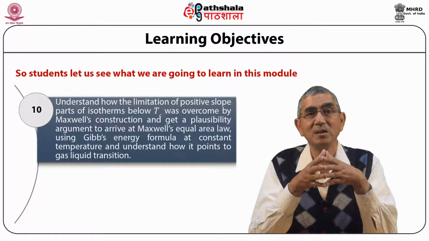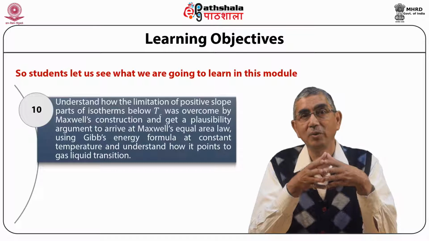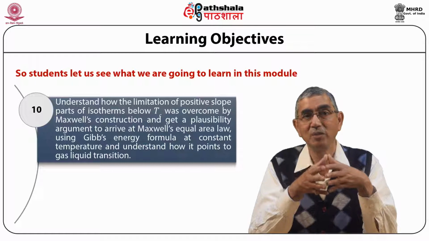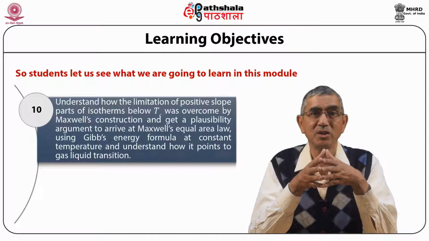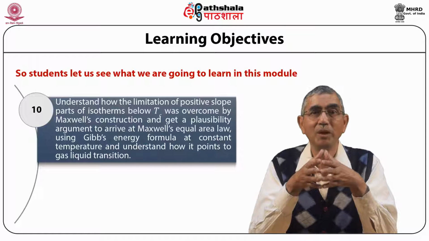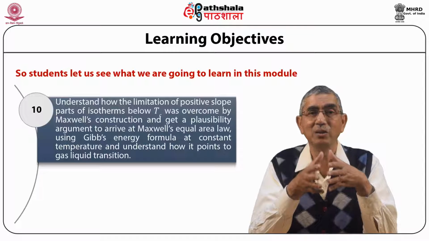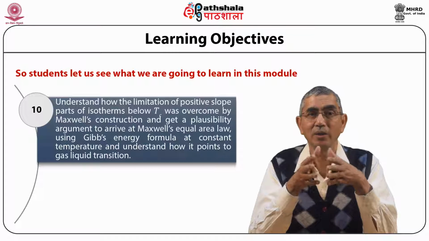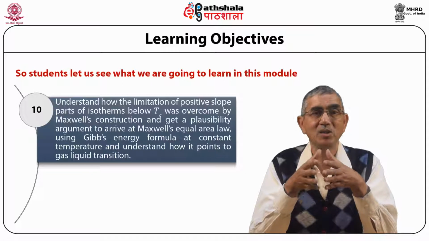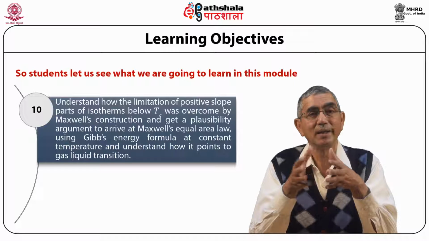We will try to understand how the limitation of positive slope parts of isotherms below Tc was overcome by Maxwell's construction and get a possibility argument to arrive at Maxwell's equal area law using Gibbs energy formula at constant temperature and understand how it points to gas-liquid transition.